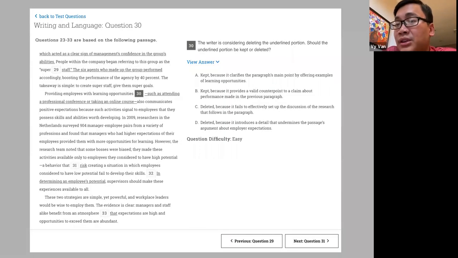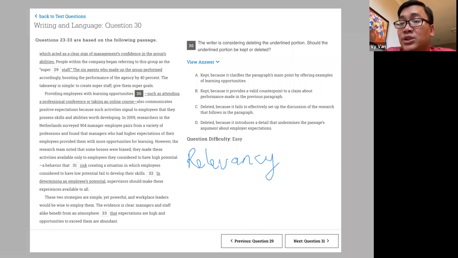So number 30 is about relevancy as well. Relevancy. What does that mean? So I say, do you want to keep or delete the sentence? Right here, the portion of the sentence. So you're going to ask yourself, what is this sentence about? Is this relevant or not? If it's relevant, you always keep it. If it's not relevant, you don't keep it. Simple as that. So let's read this.